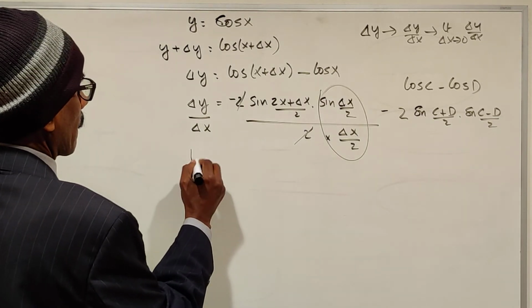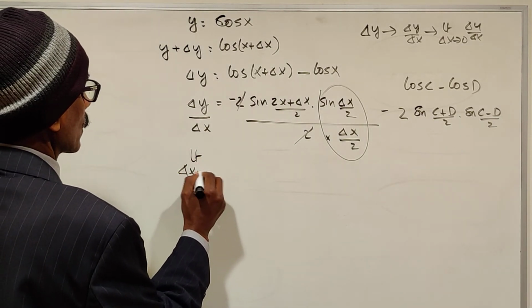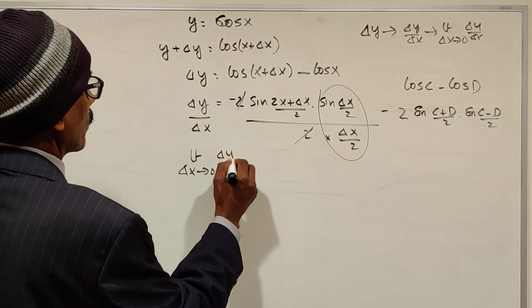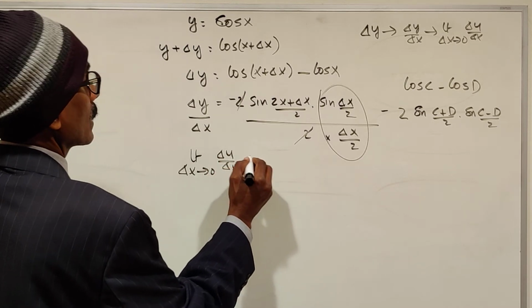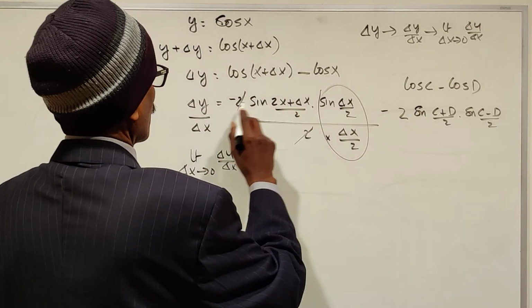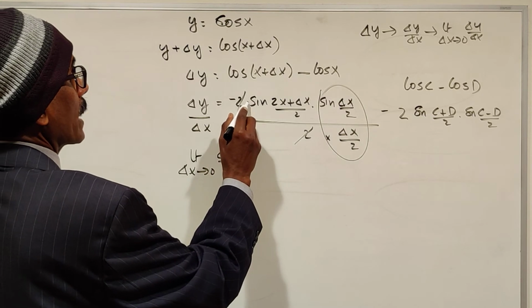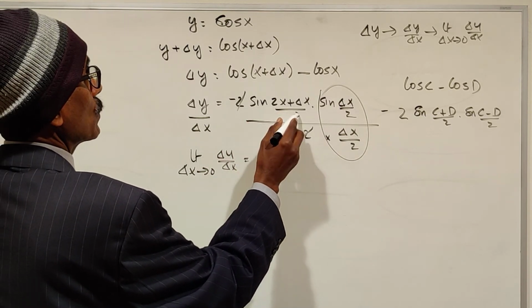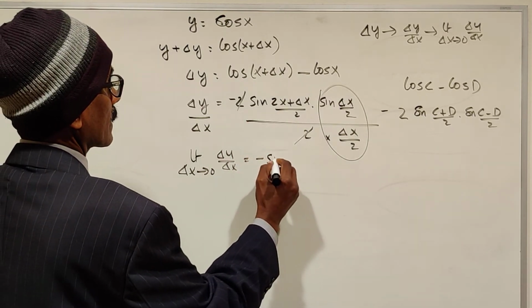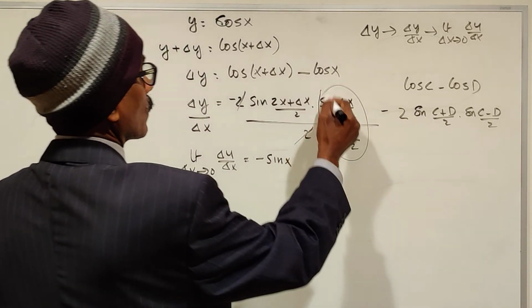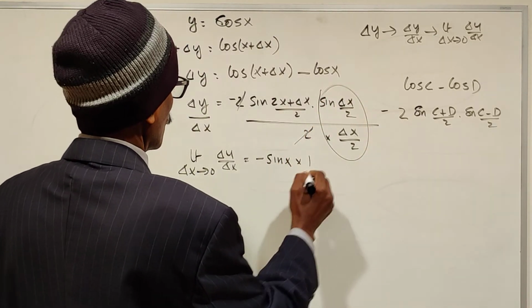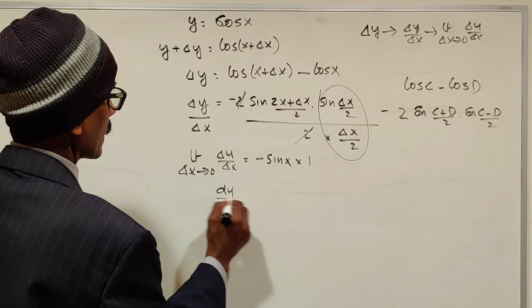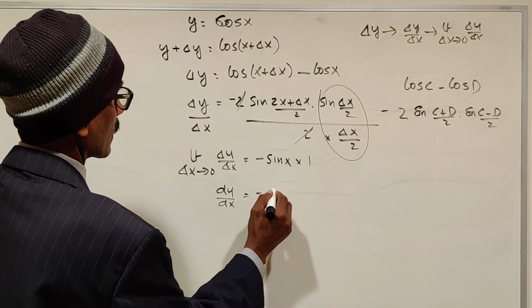So limit delta x tends to 0, delta y by delta x equals, when delta x tends to 0, minus sin(2x by 2), that is minus sin x, and this one becomes 1. So dy by dx equals minus sin x.